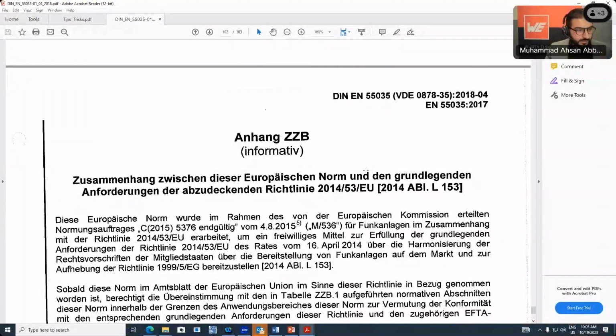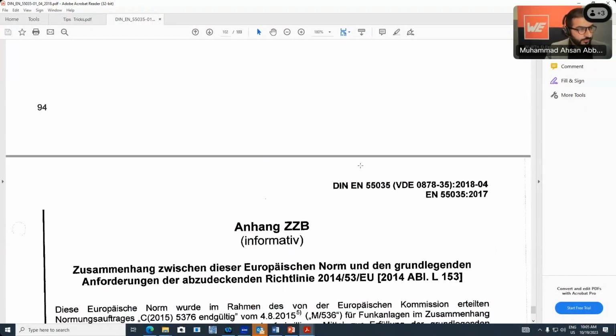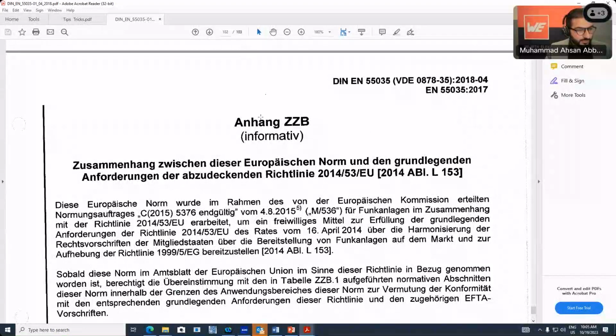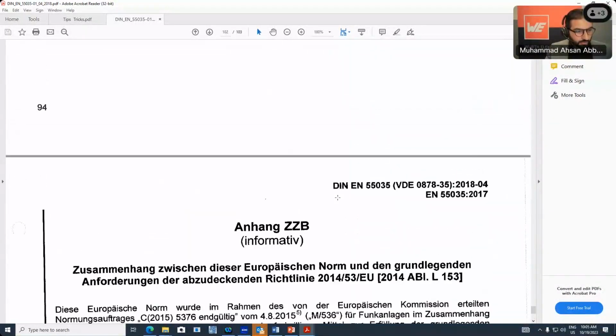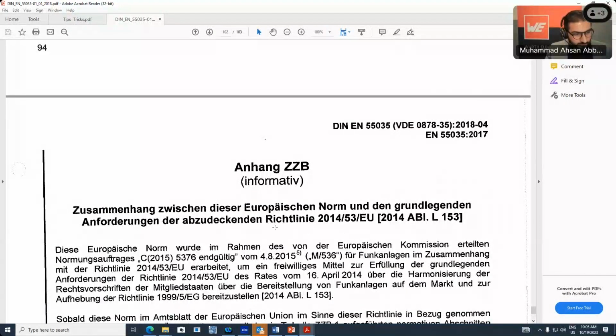So if you can see my screen. Yeah, we can see your screen. This is CISPR 35, for example, and you can see the Annex ZZ in English. It gives you the reference to the directive which is applicable through this harmonized standard, because EN 55035 is the immunity standard for multimedia equipment, and this is now harmonized.